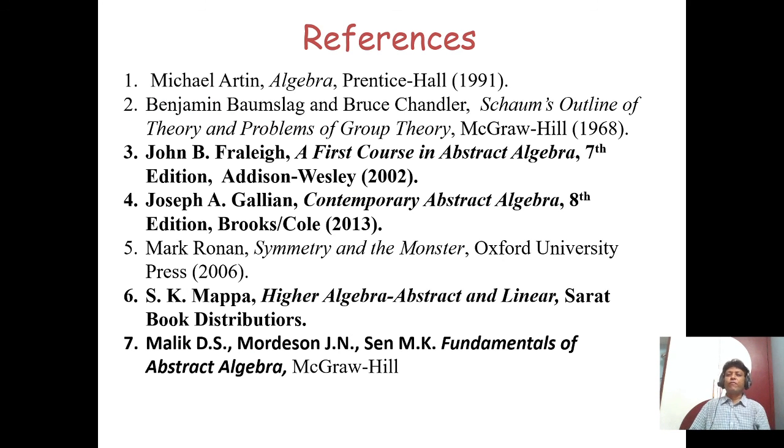Okay, so there are some famous books. This is my first class on groups, so I will recommend some books for all of you. You can follow number 3, number 4. Gallian is a very good book. And if you want books in easy language, number 6, S.K. Mapa, Higher Algebra, Abstract and Linear. And the 7th one is a very important book. You can keep this book up to post-graduation level also. Malik, Mordeson and Sen, McGraw-Hill. This is a very old book. If you have it in the library, just borrow it. So these are my references.